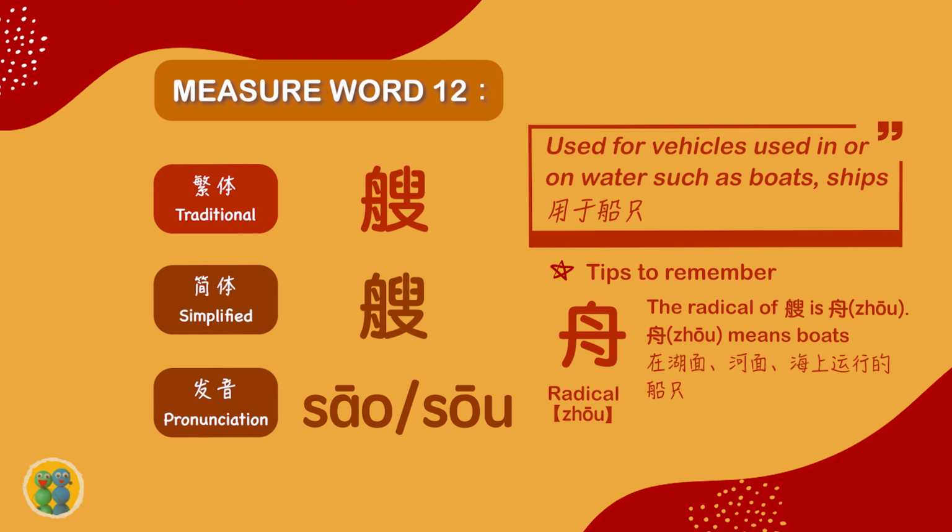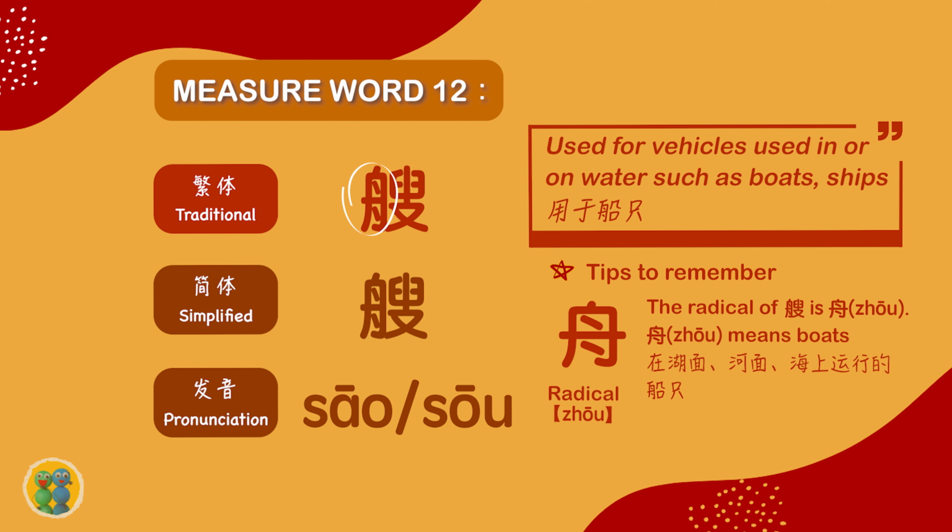The 12th measure word is 艘. 艘 is used for vehicles used in or on water, such as boats or ships. There are tips to remember. You can see on the left-hand side there is a part that looks like two cabinets, and that is the radical of 艘. It is pronounced zhōu. 舟 means boats. So it is very obvious that this measure word with this radical is used for the vehicles on water.